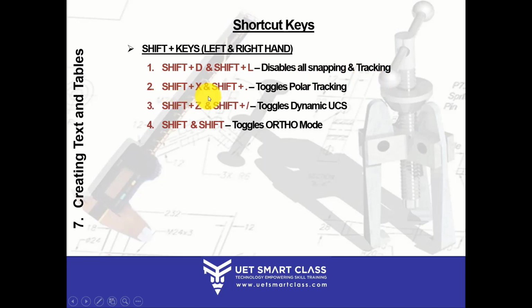Shift plus X from left hand and Shift plus dot from right hand will toggle polar tracking. Shift plus Z from left hand and Shift plus slash will toggle your dynamic UCS. Only Shift, left hand Shift or right hand Shift, will toggle your ortho mode. I know all these shortcuts cannot be remembered, but the important ones which you normally use or will be using frequently, you can definitely memorize.